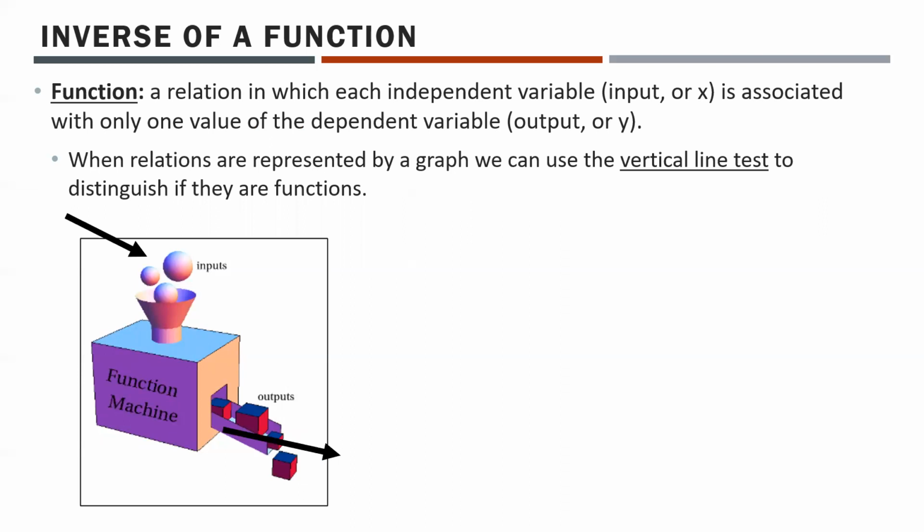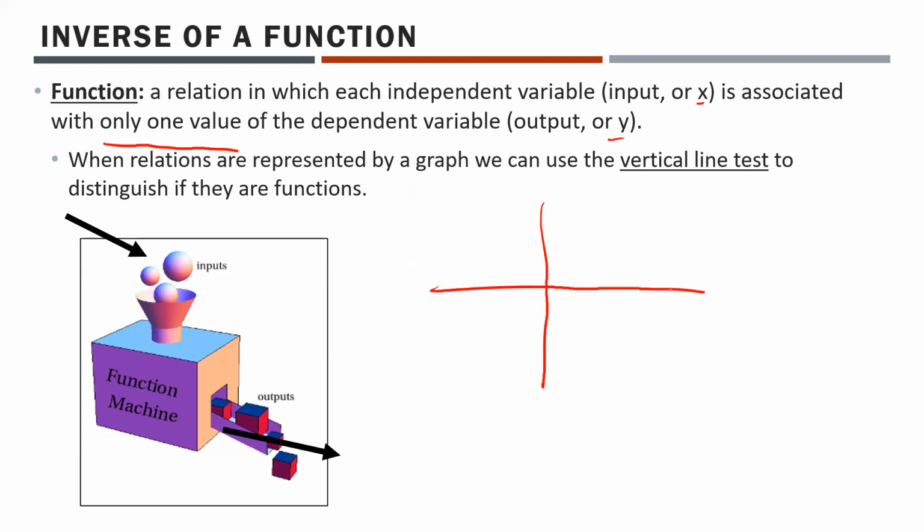A function is a relation in which each independent variable, the input or x, so your x values, is associated with only one value of the dependent variable, which is your output, also known as your y. When relations are represented by a graph, we can use the vertical line test to distinguish if they are functions.